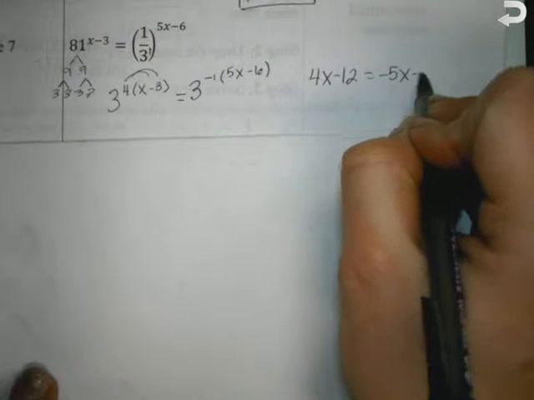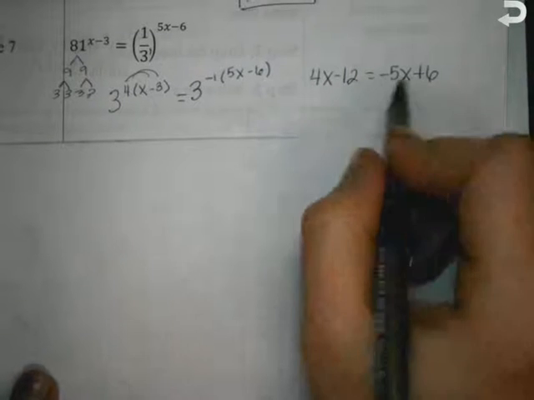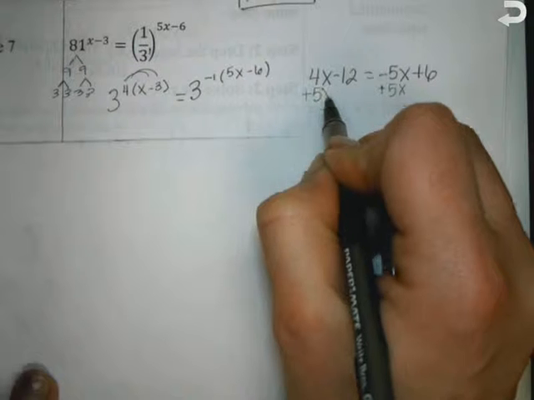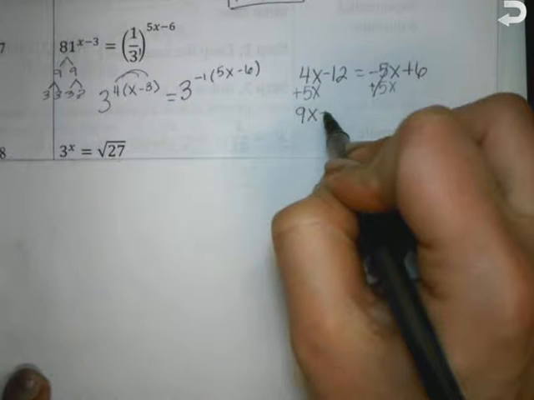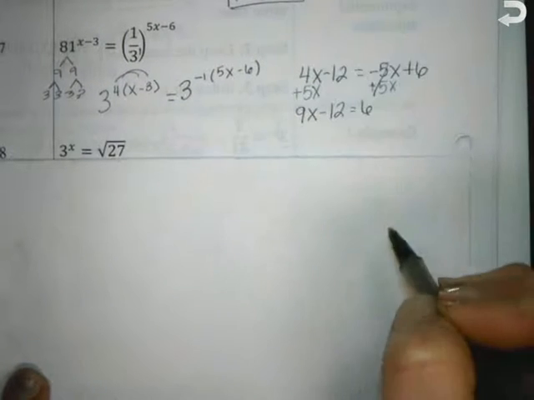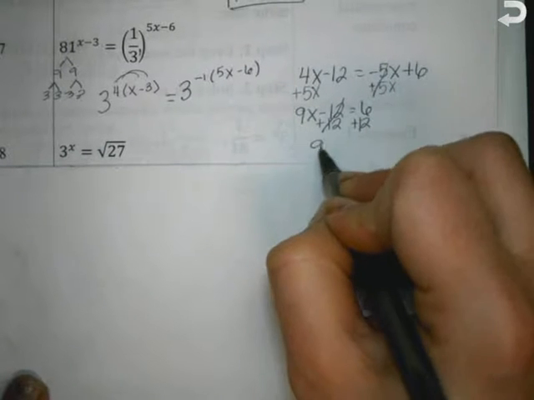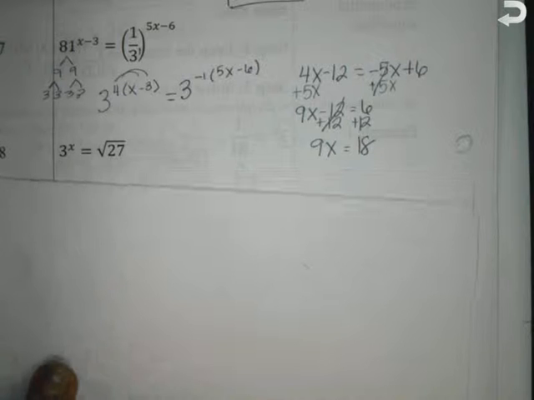Let's move the negative 5x. So let's add 5x to both sides. So that's going to give me 9x minus 12 equals 6. Add 12. 9x equals 18. Divide by 9. So I get x equals positive 2 for that one.